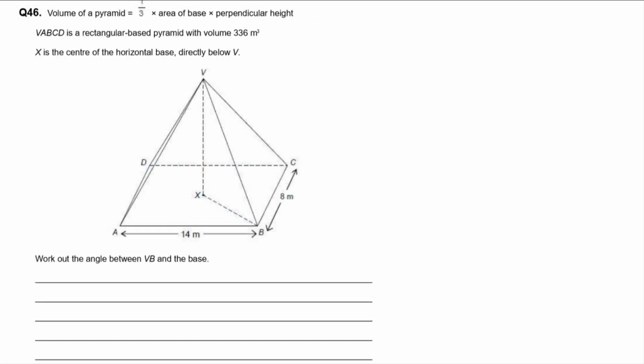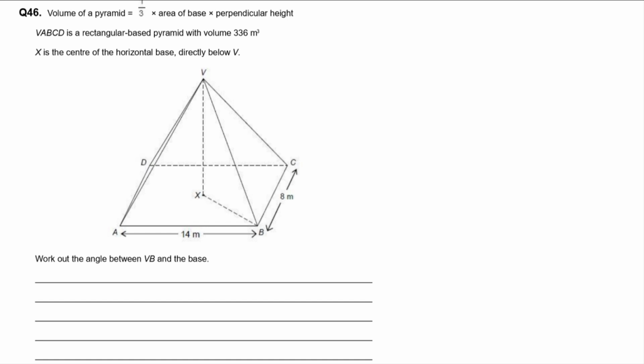Question 46. The volume of a pyramid is 1/3 times the area of its base times its perpendicular height. VABCD is a regular based pyramid with a volume of 336 cubic meters. X is the center of the horizontal base directly below V. So I said regular, it said rectangular actually.